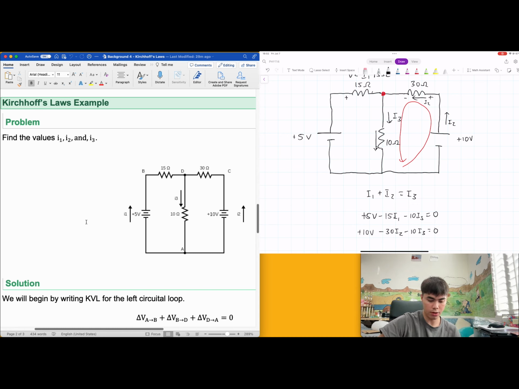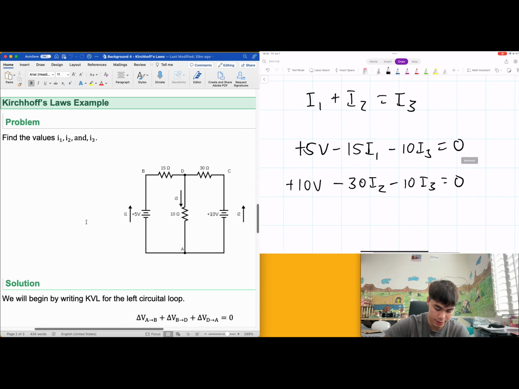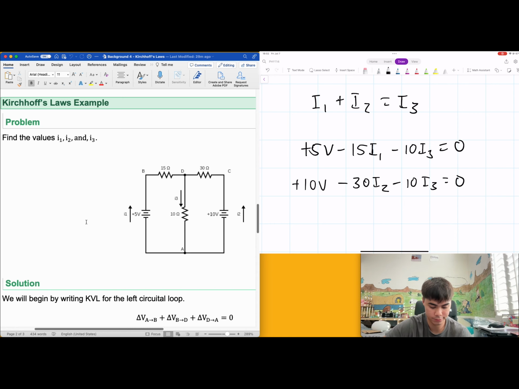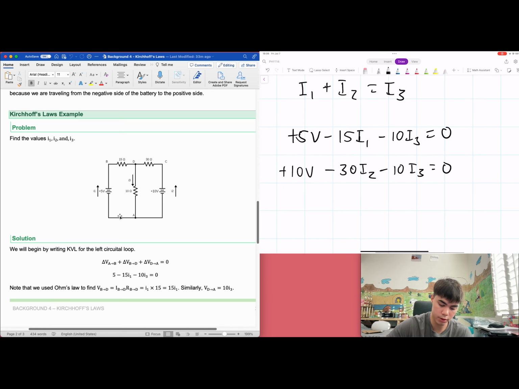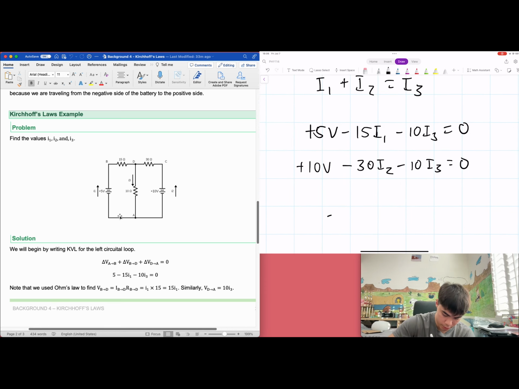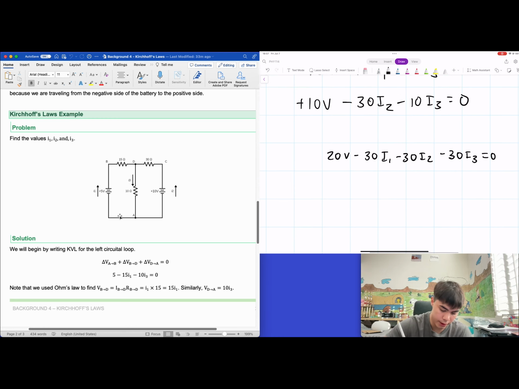And these are our 3 equations with 3 unknowns. Now we just have to solve this system of equations. To solve them, I will do 2 times the second one and add that to the third. So you get 20 volts minus 30 I1 minus 30 I2 minus 30 I3 equals 0. And then 20 minus 30 times I1 plus I2 minus 30 I3 equals 0.